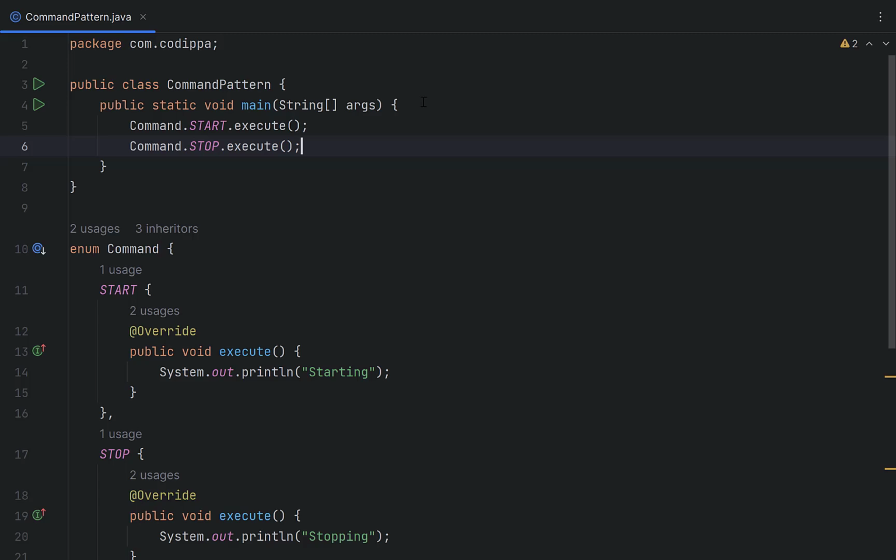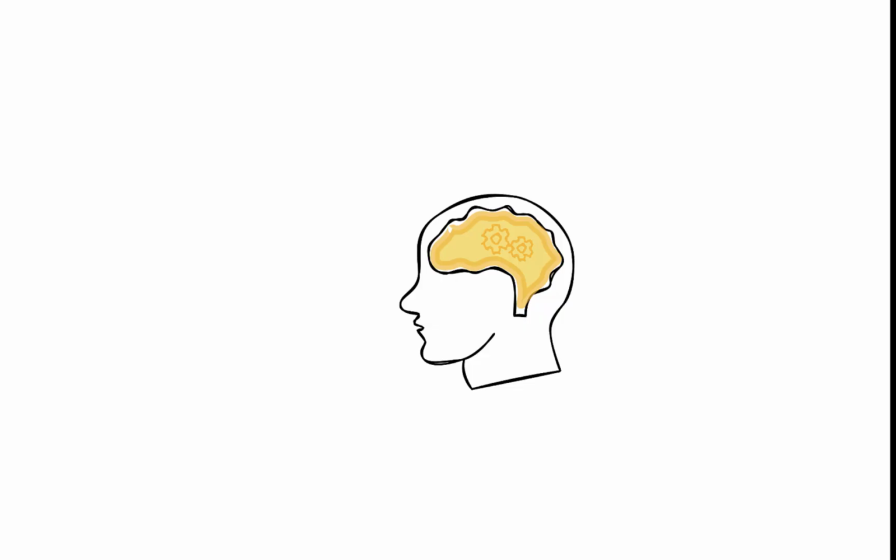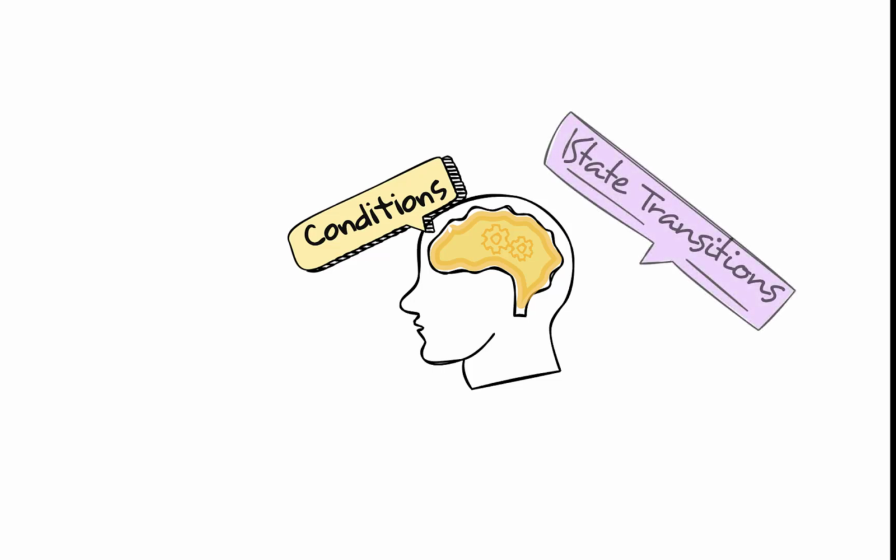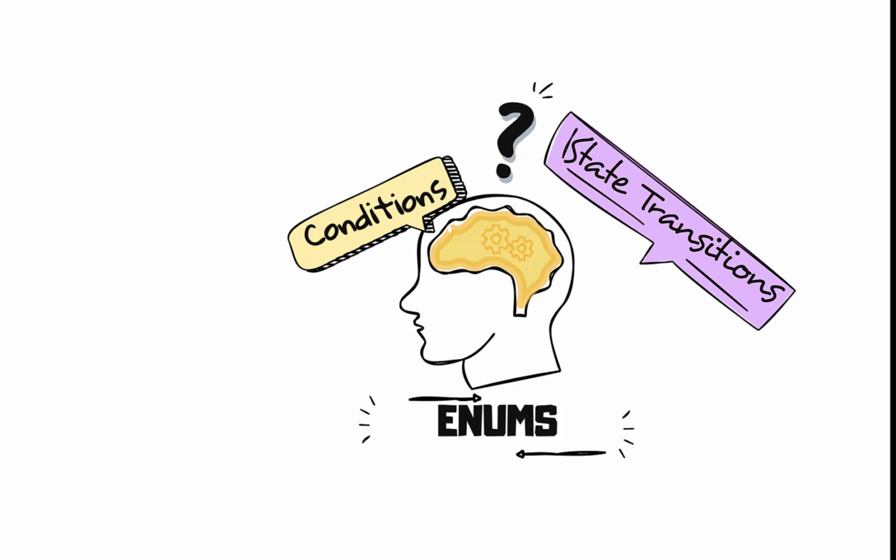No maps, no factories, no ugly switch cases, just clear, self-contained behavior. So, next time you are writing repetitive conditionals or managing state transitions, ask yourself, can this be done with an enum? Enums in Java aren't just for holding constants. They can be smart, strategic, and powerful tools when used right.